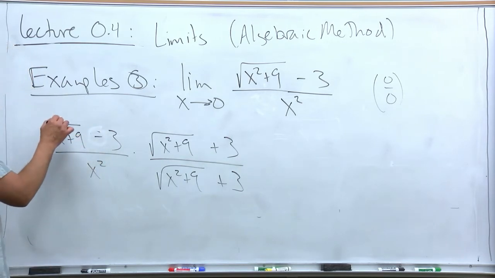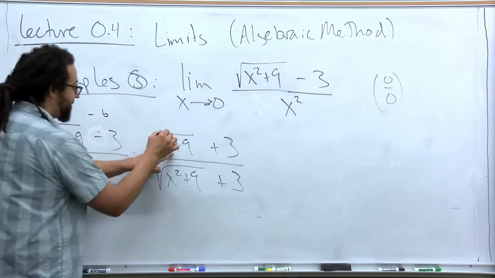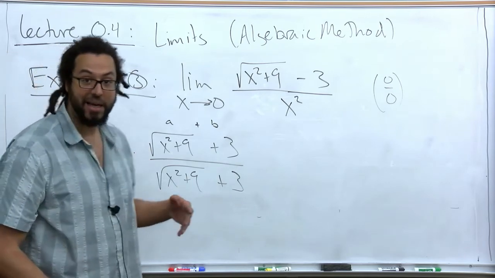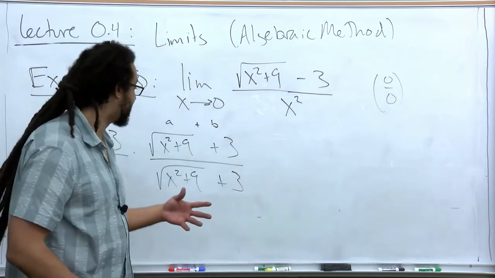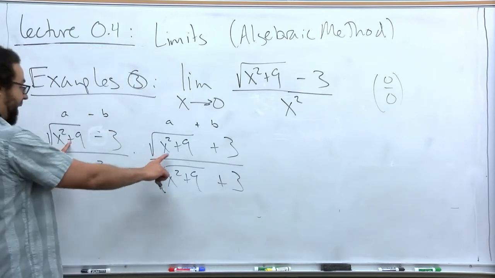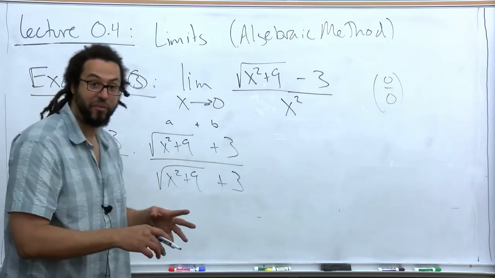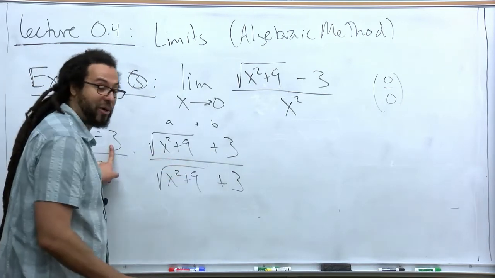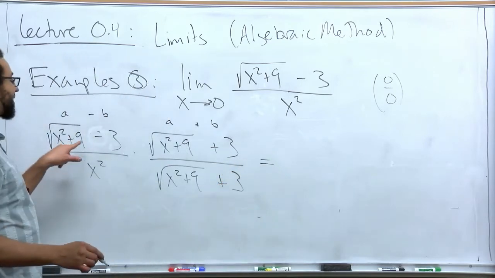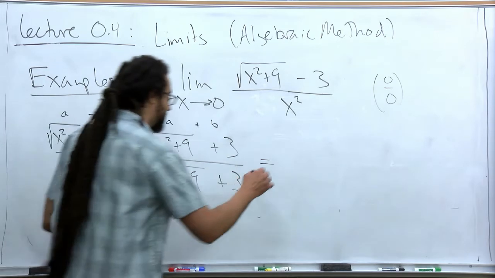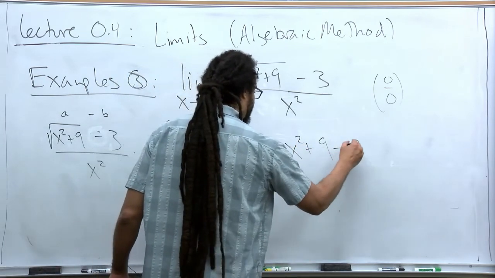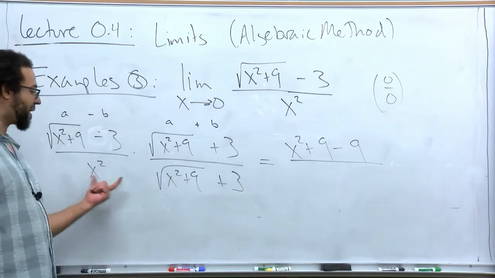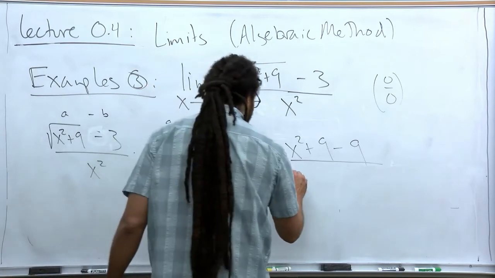Now, we have a thing of the form a minus b times a plus b. And I know when I multiply those two things together, I get a squared minus b squared, right? That's just the difference of two squares. So a squared just says the radical squared, so take away the radical. And then b squared, well, that's 3 squared, which is 9. So here I'm going to get x squared plus 9 minus 9 in the numerator. And then in the denominator, I get x squared times the conjugate, whatever that is.